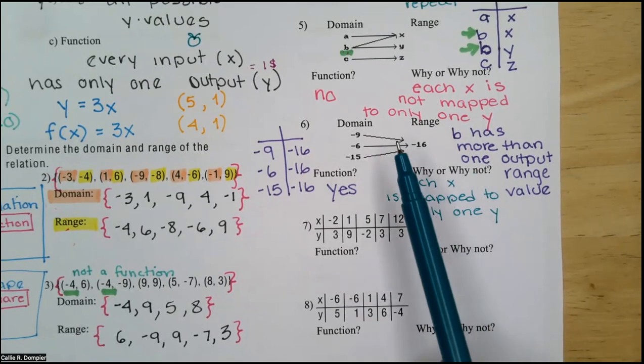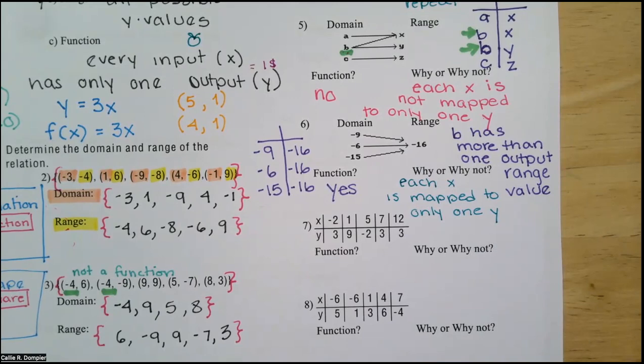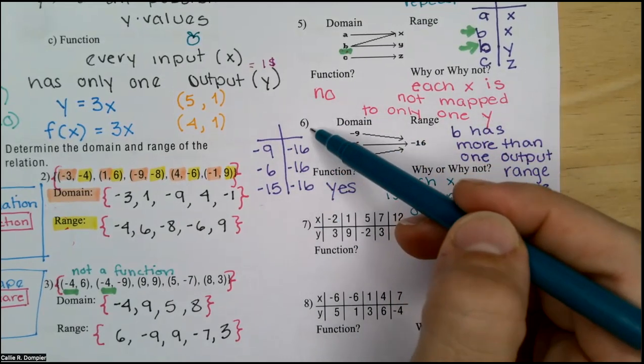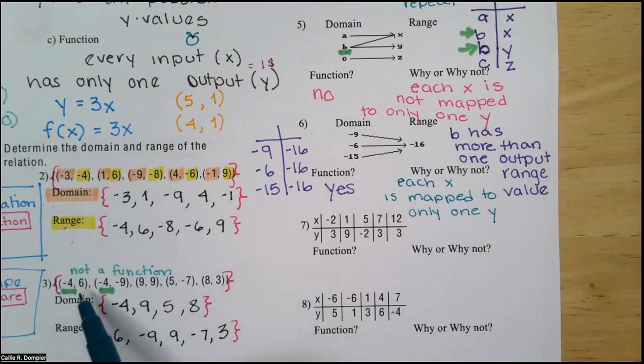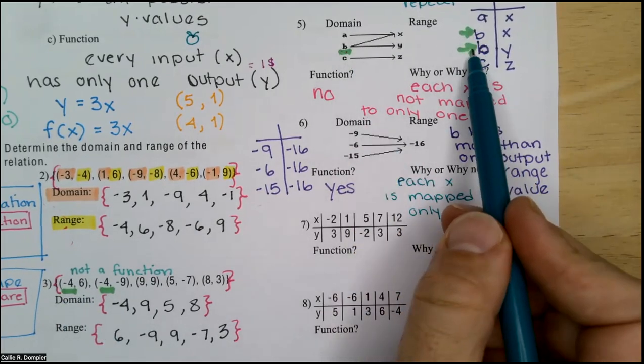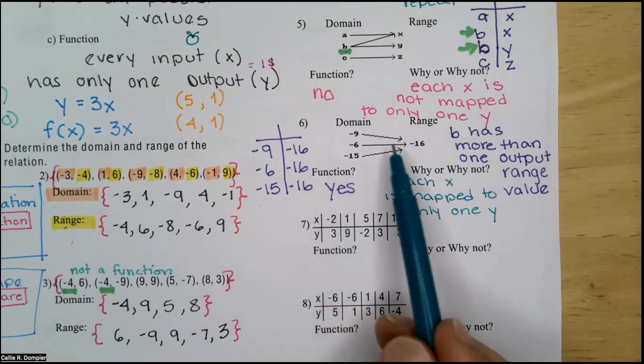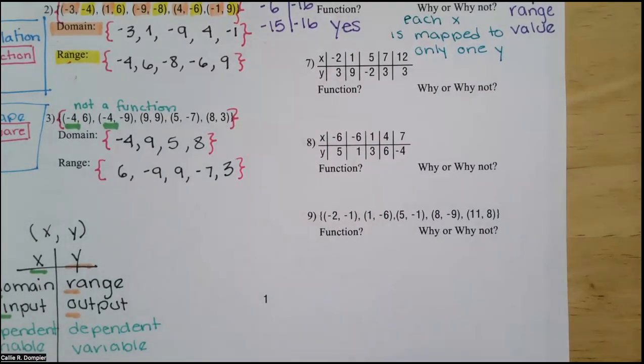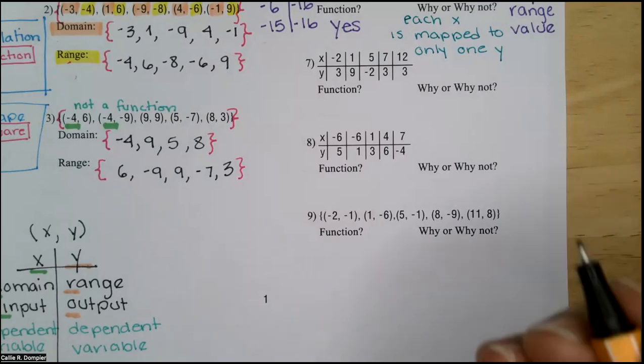Each X is mapped to only one Y, so it is a function. It is okay if your Y repeats. It is not okay if your X repeats. This is a problem, not a function. This is not a problem. This is okay.